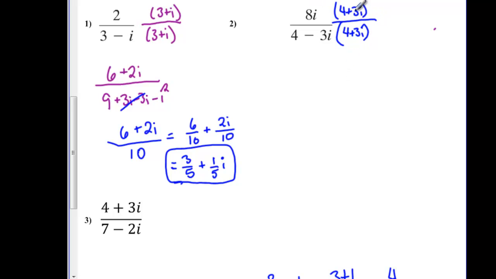All right, so on top, we distribute that 8i across. And what did you end up with? 32i plus 24i squared. Okay, very nice. All right, and on bottom, what did you all end up with? Okay, 16.